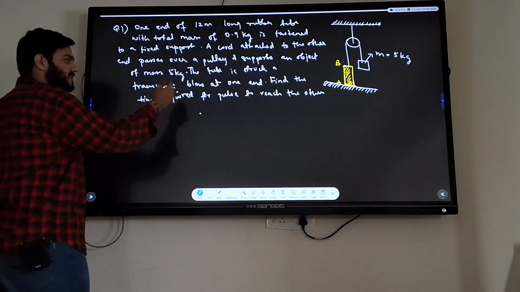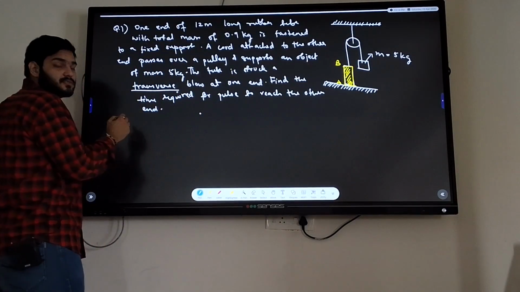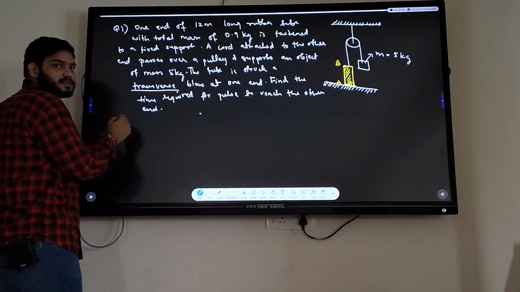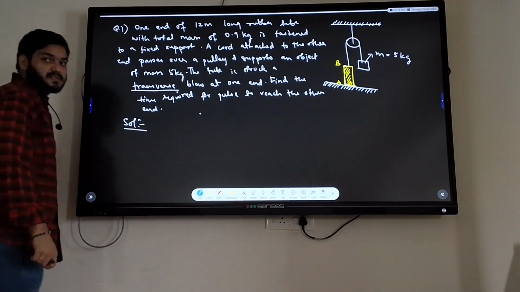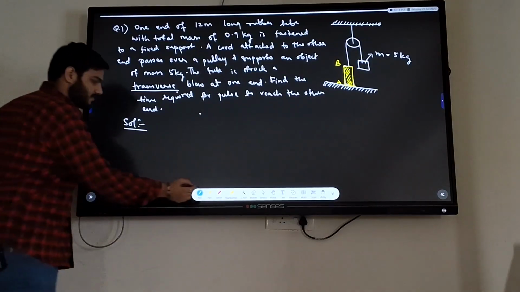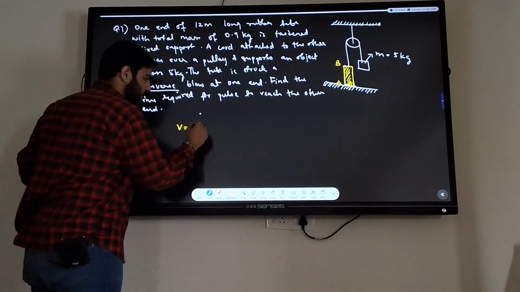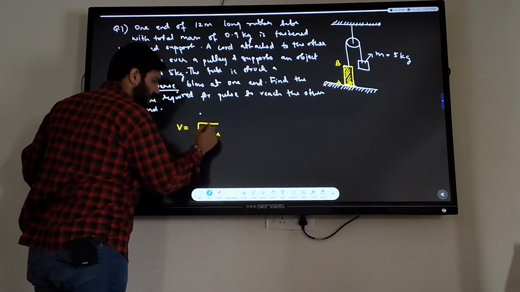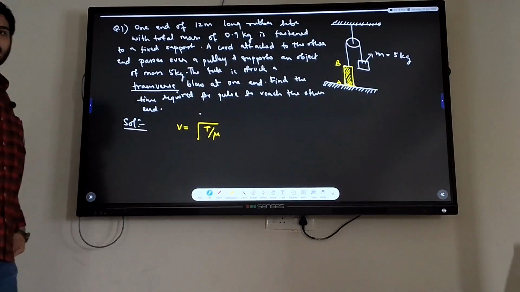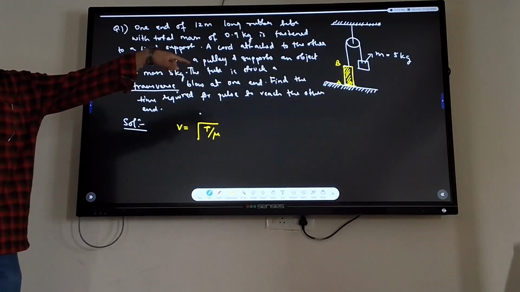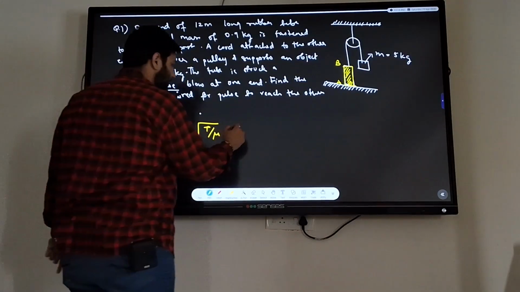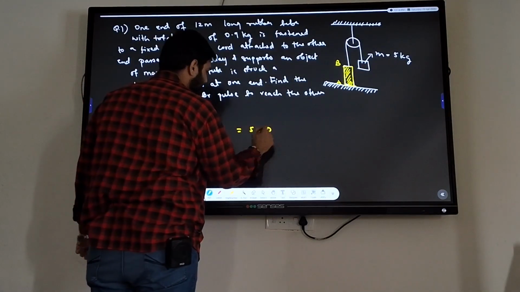What kind of flow is it? What kind of wave will it generate? Transverse wave. So what is the velocity of a transverse wave through a rope? V is equal to under root T by mu. But can you tell me what is the tension in the string? That's 50 Newton. Everybody understands that's mg, the mass times g, and that will be 5 into 10, isn't it?